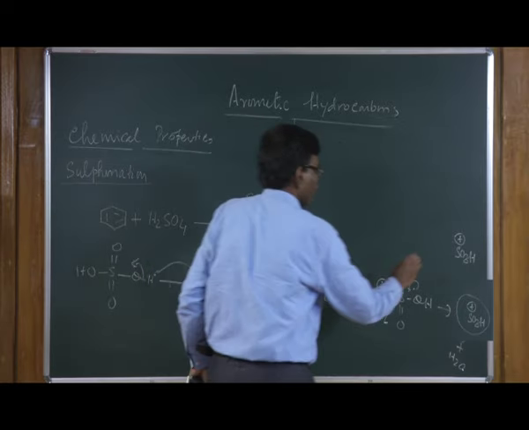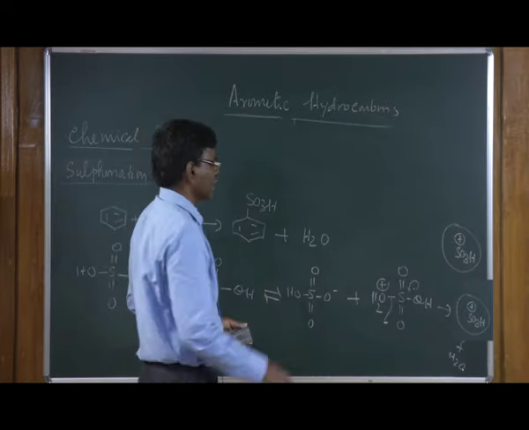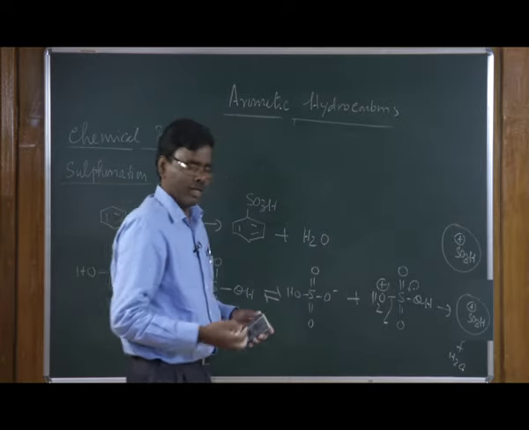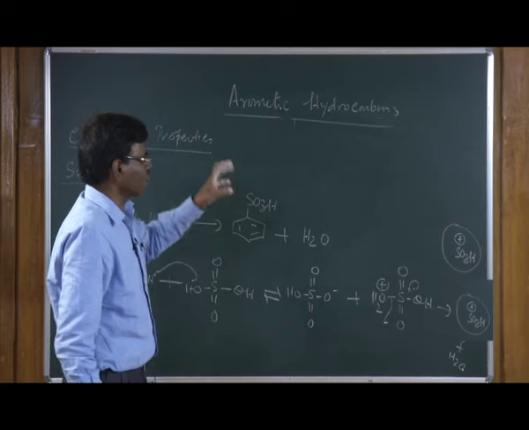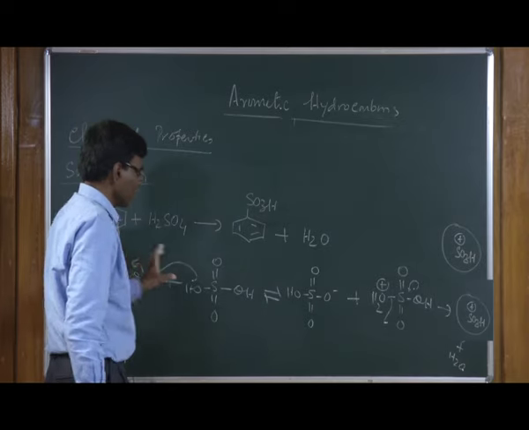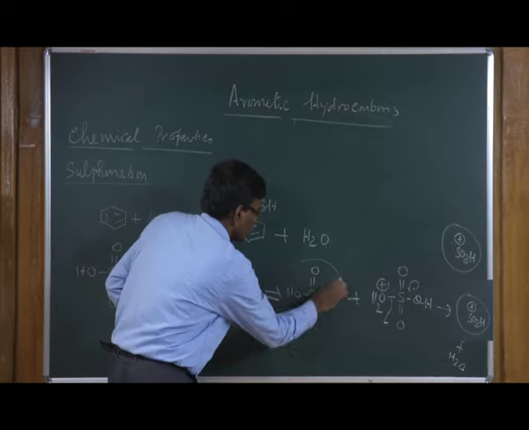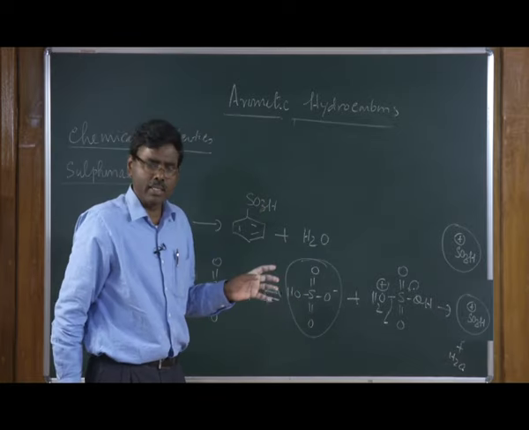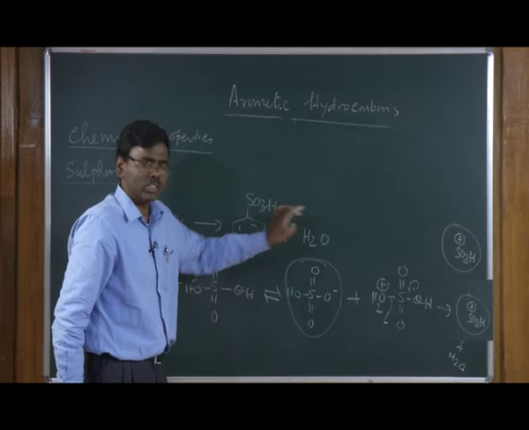Once you form the electrophile, as we have just seen in the case of nitration, it can react with benzene and you make the sigma complex. Then, in the intermediate, the hydrogen can be removed, and this can act as a base. This removes the proton, and then you get the sulfonated compound. The byproduct is going to be water.